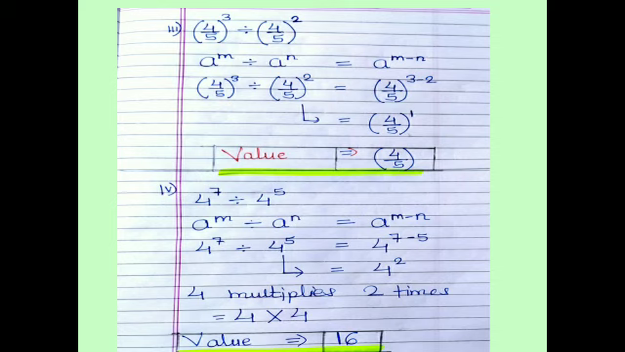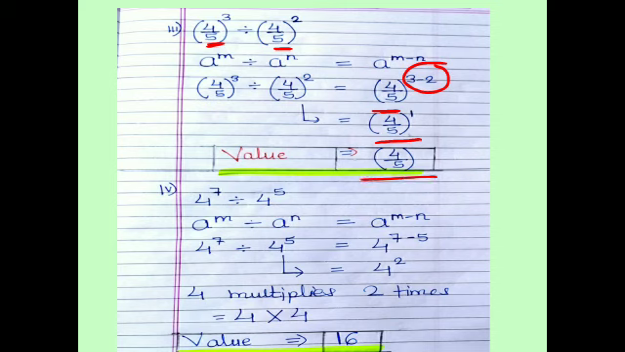Now the third question, same as the last one. 4 upon 5 raised to 3 divided by 4 upon 5 raised to 2. Here the common base is 4 upon 5. So write it one time. Apply the second rule. Subtract the index number. So what answer did you get? 4 upon 5 raised to 1, which means 4 upon 5 multiplied to itself one time. So what answer is going to come? 4 upon 5. So the value is 4 upon 5.